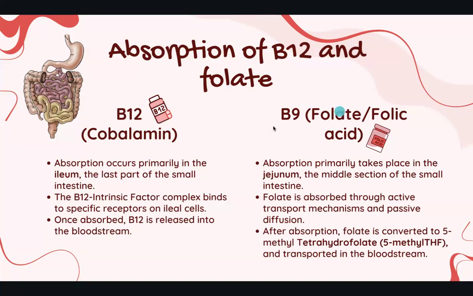Now you have your B9 or your folic acid. The absorption of it happens in the jejunum. As we mentioned, this is the middle part of your intestine. The last part is called the ileum, the middle part is called the jejunum. It is the middle section of the small intestine. And folate gets absorbed through active transport and passive diffusion. It doesn't need anything, to be honest. It doesn't need a glycoprotein like B12 does.